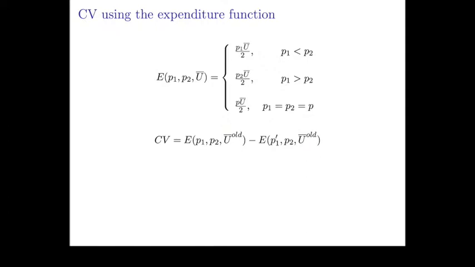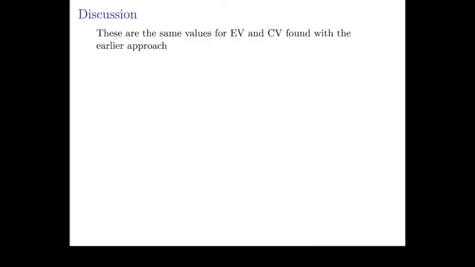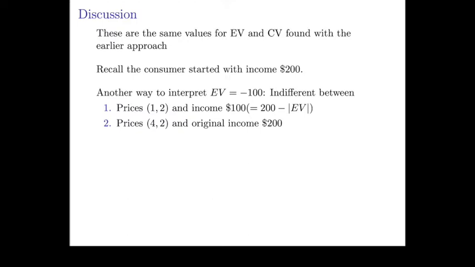Compensating variation is very similar. Instead of the new utility, we plug in the old utility, which remember was 400. So we get that the answer is going to be minus 200. Now these are the same exact values we found for the compensating and equivalent variation with the earlier approach.